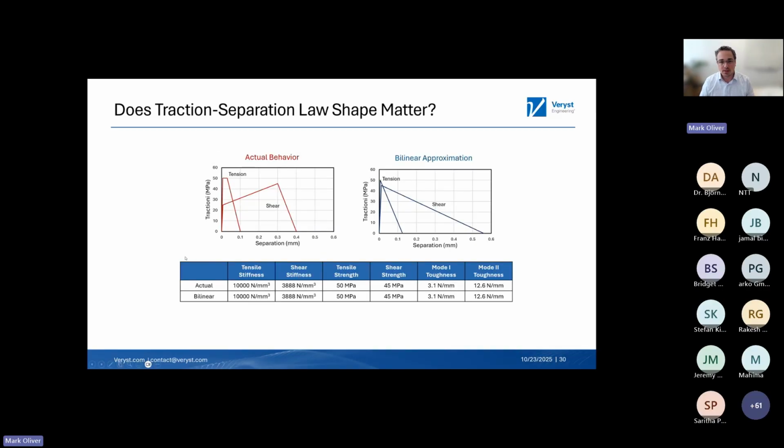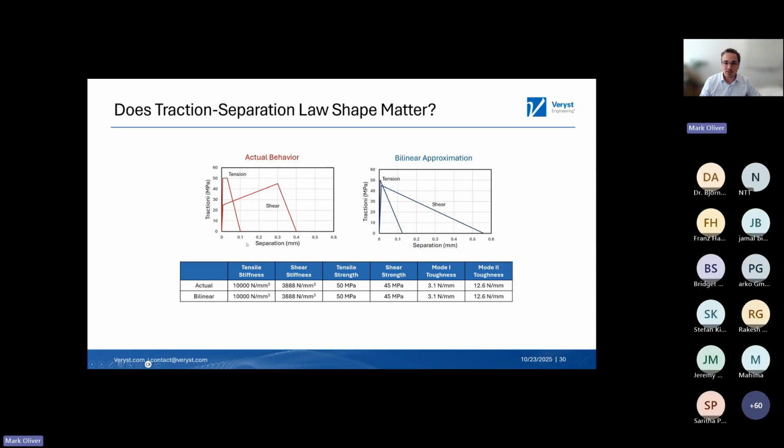Okay, so we've talked about several different approaches for calibrating cohesive zone models, right? From the very simple of guessing based on the technical data sheet to directly measuring the traction separation law. This is a little example that maybe motivates why it's important to think about the shape of the traction separation law and not only rely on these bilinear models. So this is a comparison.